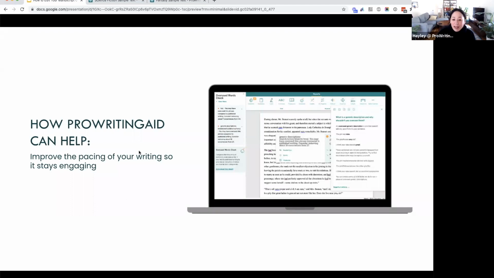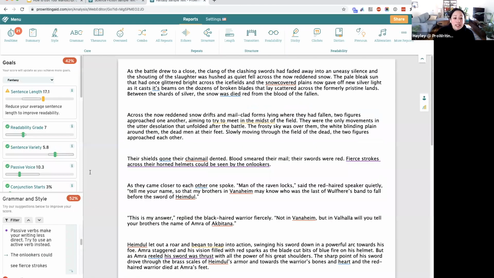Like if you're in a battle scene, if you are in dialogue, your pacing is probably quick. And there might be also places where your pacing is a little bit slower, right? So if you're doing description, or if you are talking about the history of something, your pacing might be a little bit slower. But our goal is to make sure that we don't have too many long sentences in a row so that our readers get discouraged.